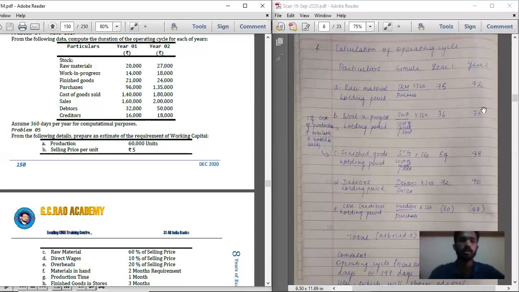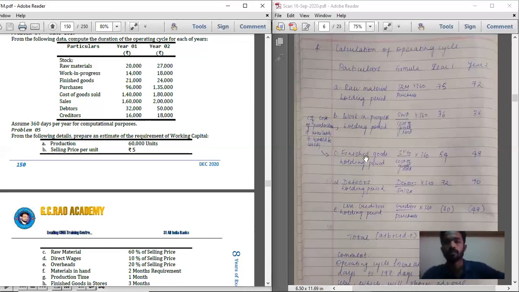And for year 2, 18,000 divided by 1,80,000 into 360. It is also 36. So for year 2 also 36.